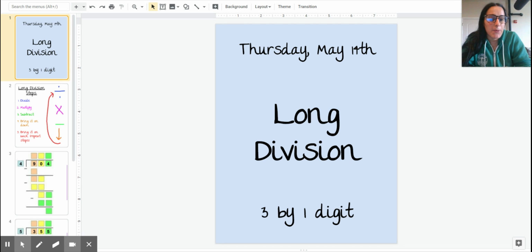So today we're going to be working on long division again, but today we're going to be solving problems that have 3 digits being divided by 1 digit. So it's the same steps. So let's take a look at those steps.